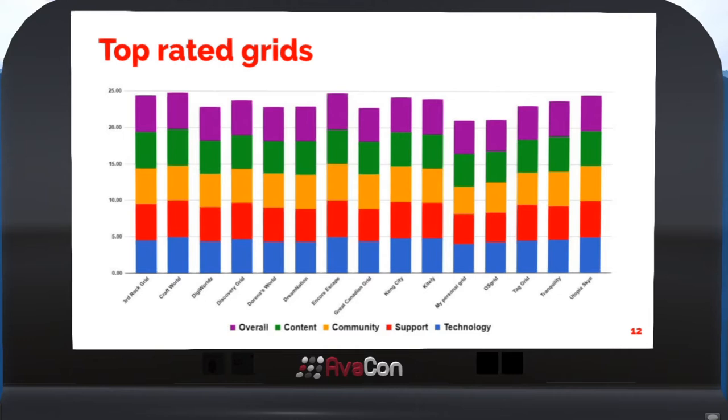The grids that came out on top in this year's survey were Kraft, Encore Escape, and Utopia Sky. Kraft is a big nonprofit grid based in Europe. They're known for their art scene. And Encore Escape and Utopia Sky are two of the smaller public commercial grids.